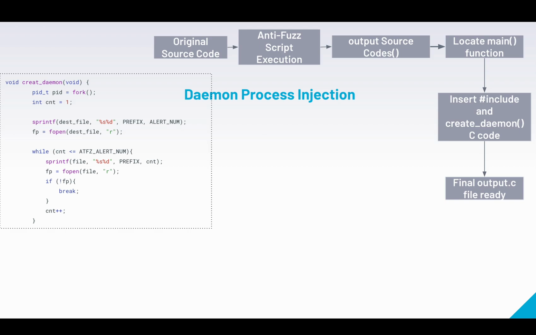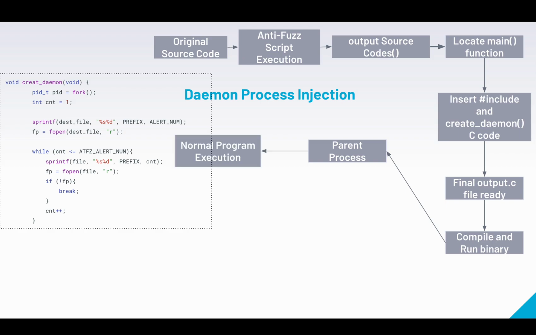Once we do that, we have a temporary output file, which can be compiled, and we have a new protected binary. This protected binary, as I've told you before, executes two processes. One is the parent process, which is the normal program execution, and the other is the child process, which is forked from the parent process.